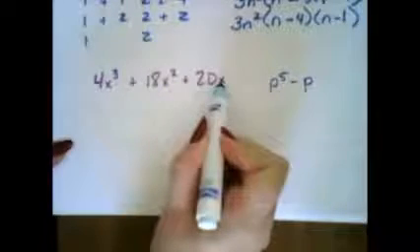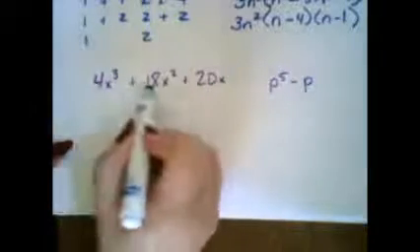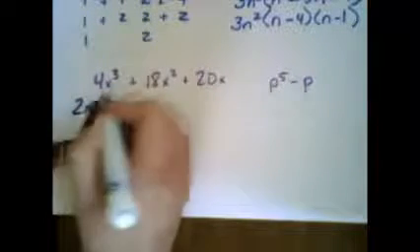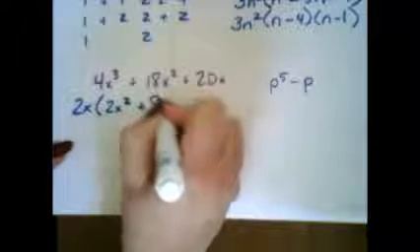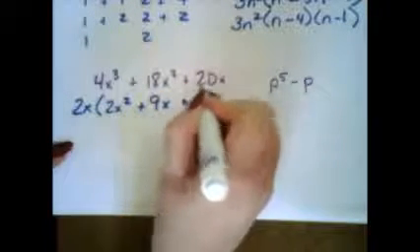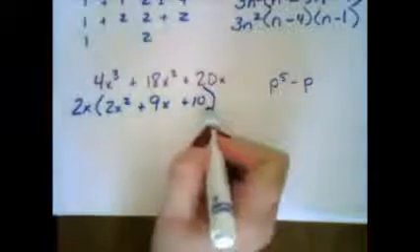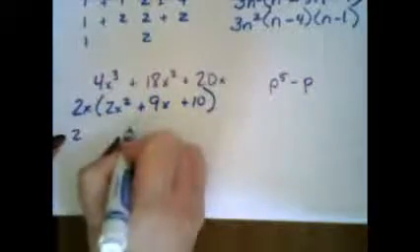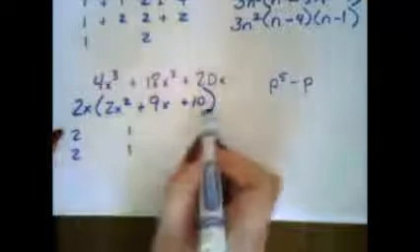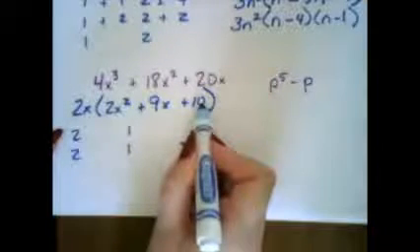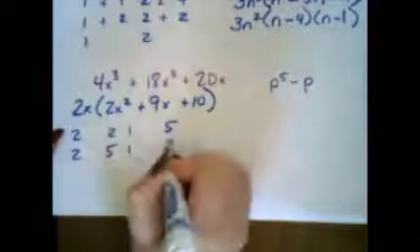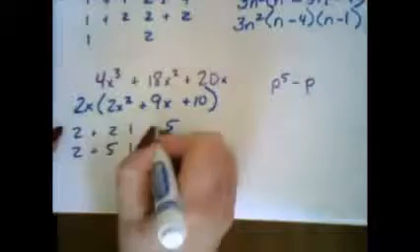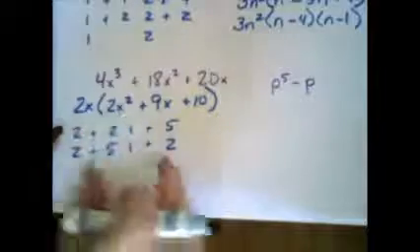Here I can't pull out a 4, but I can pull out a 2, and everything has an x. So if we pull 2x out, I have 2x squared plus 9x plus 10 left over. So we're going to look at 2 and 1, 2 and 1, two things to make 10. So we can say 2 and 5, 5 and 2. Let's see if those work before I do the other ones.